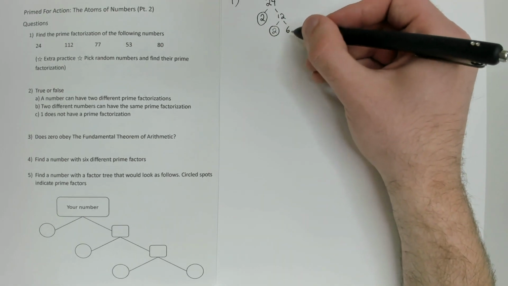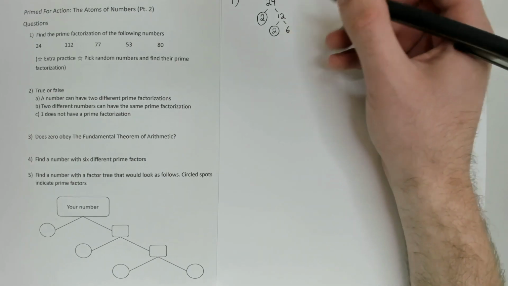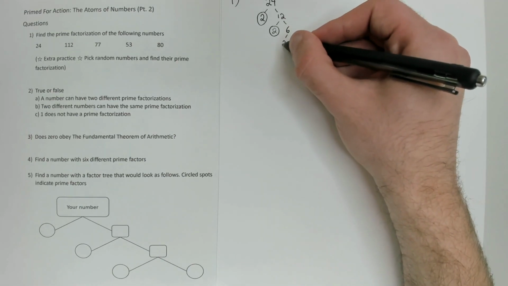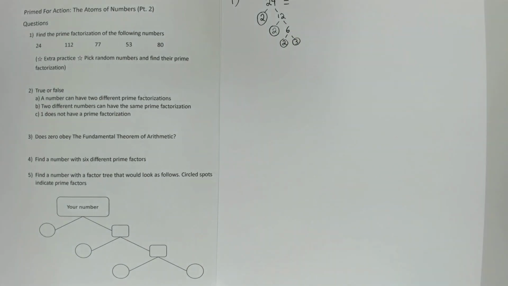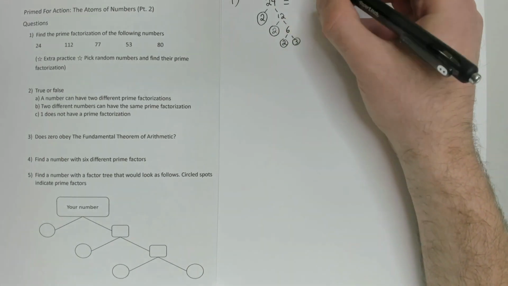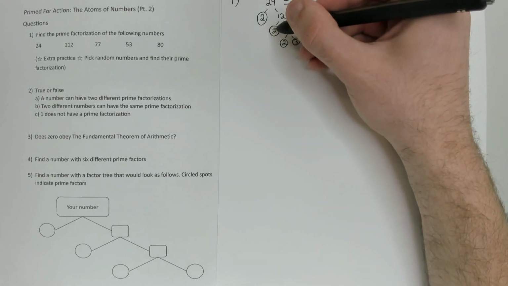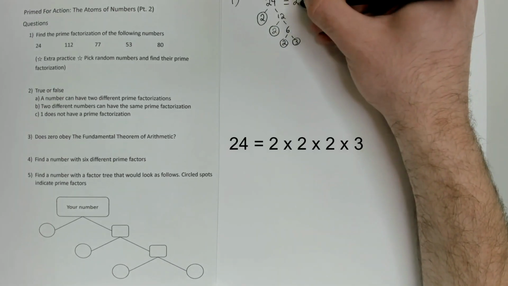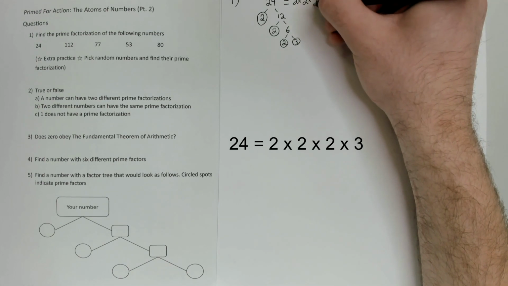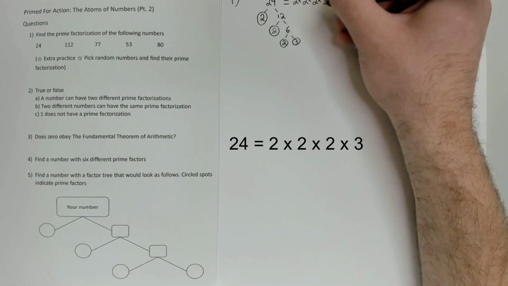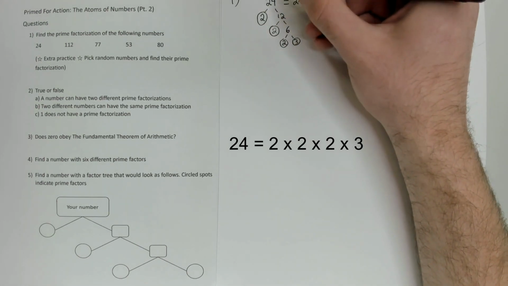6, that's not prime, it's composite, so it can be split up even further. It can be split up into 2 and 3. And 2 is prime, and so is 3. So we get that the prime factorization of 24 has to be 2 times 2 times 2 times 3. And those are all prime numbers, and this is the unique combination of prime numbers that gives us this number.